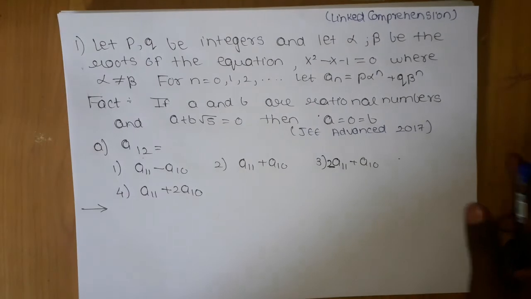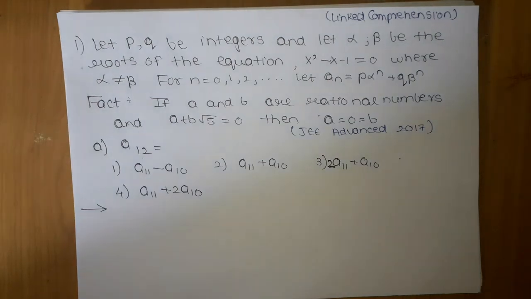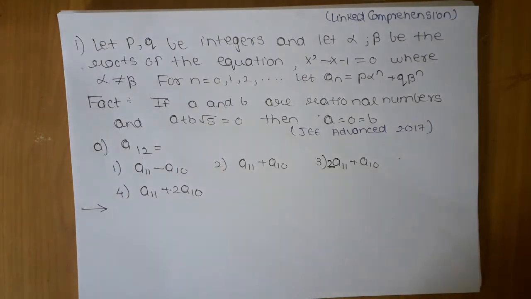The question says as follows. This is the last question. Let p, q be integers and let alpha, beta be the roots of the equation x square minus x minus 1 equal to 0, where alpha is not equal to beta. For n equal to 0, 1, 2, let an is equal to p alpha to the power n plus q beta to the power n. The fact is given that if a and b are rational numbers and a plus b into root 5 is equal to 0, then a equals 0 equals b. This is a JEE Advanced 2017 question.